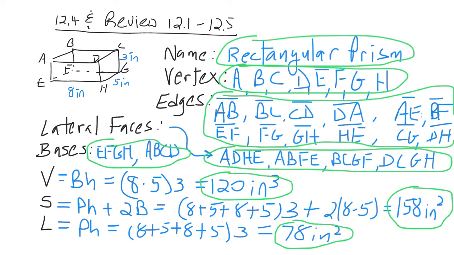For the lateral area, that does not include the top and bottom, only the sides. So I only need that first part. I don't need the top and the bottom. So it's just a portion of the surface area. Notice that volume has cubic units, always, and area, whether it's lateral area or surface area, will have square units, always.